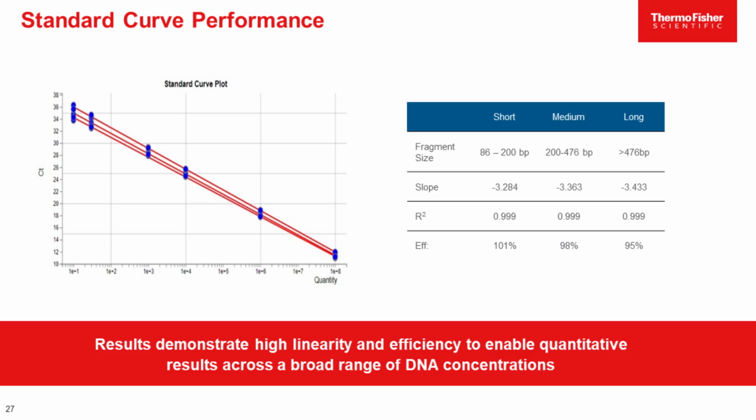This slide supports the earlier claim of excellent standard curve performance. All 3 standard curves show good PCR efficiency of 90 to 110% and an R-square of greater than 0.99. These results meet the criteria described in the USP 509 residual DNA testing chapter.